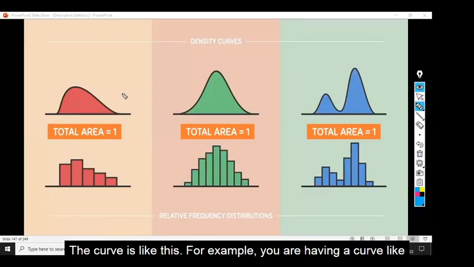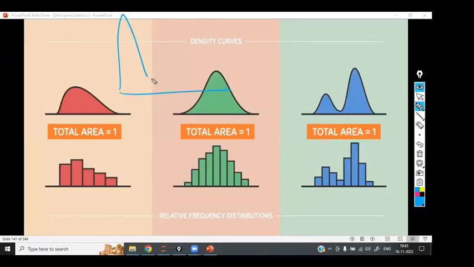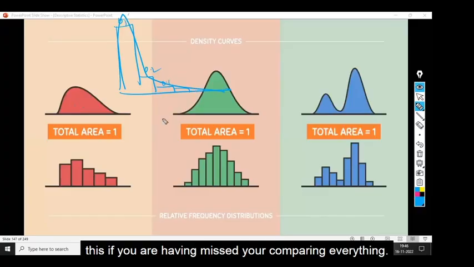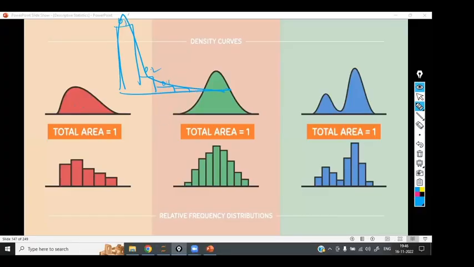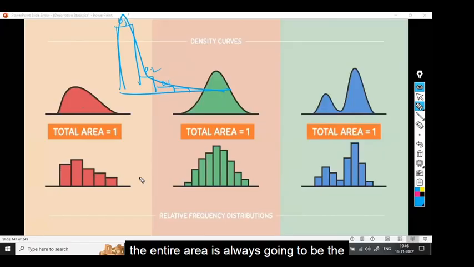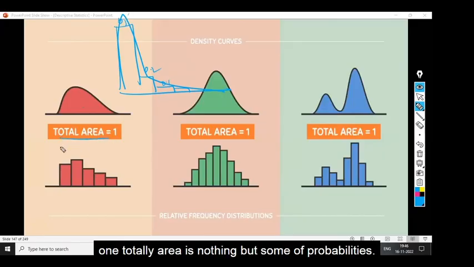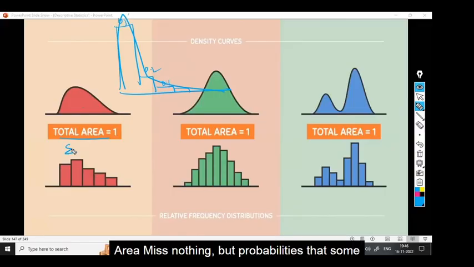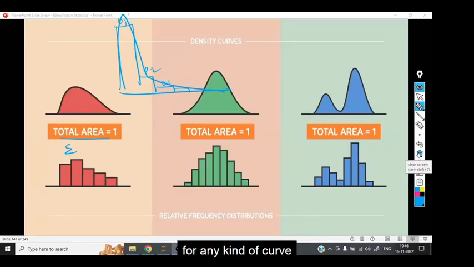The curve is like this. For example, you are having a curve like this. That is also 1, because this bar is 0.5, this one is 0.2, and this one is 0.1. And like this, you are combining everything. Whatever values you are having, you are just combining. The entire area is always going to be 1. Total area is nothing but the sum of probabilities. Area means nothing but probabilities. The sum of the probabilities is equal to 1 for any kind of curve.